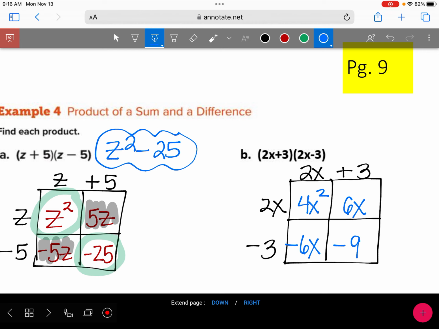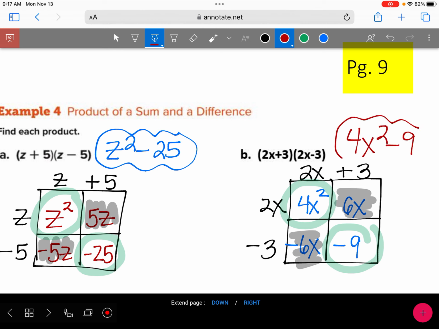Same thing for the second one. We have a positive 6x and a negative 6x. They cancel out, so you're left with just 4x squared minus 9. And that would be your solutions.